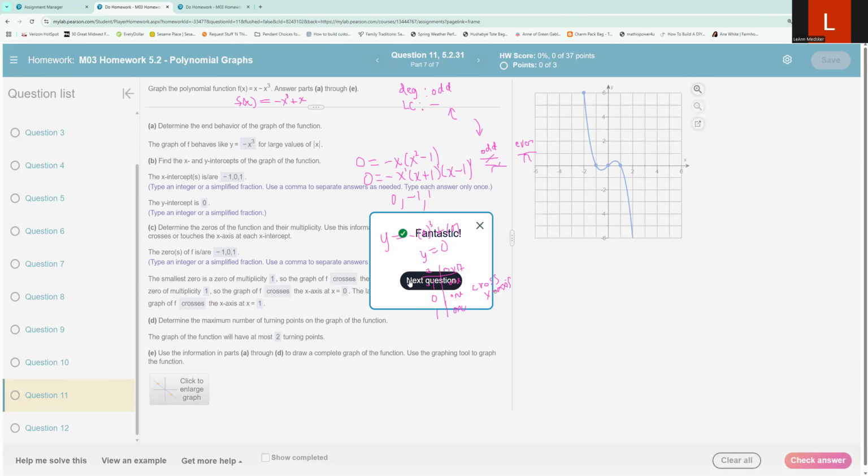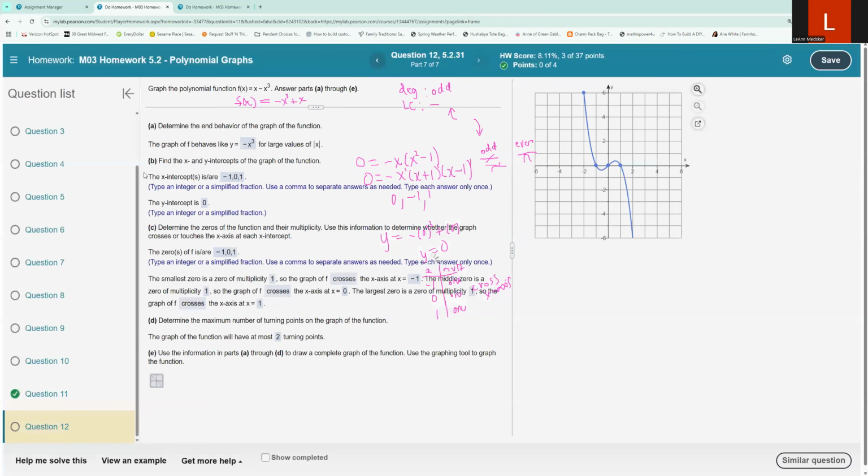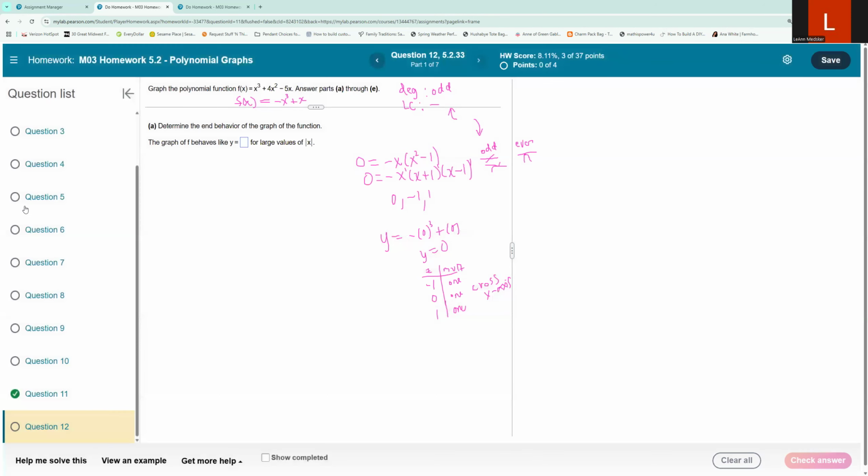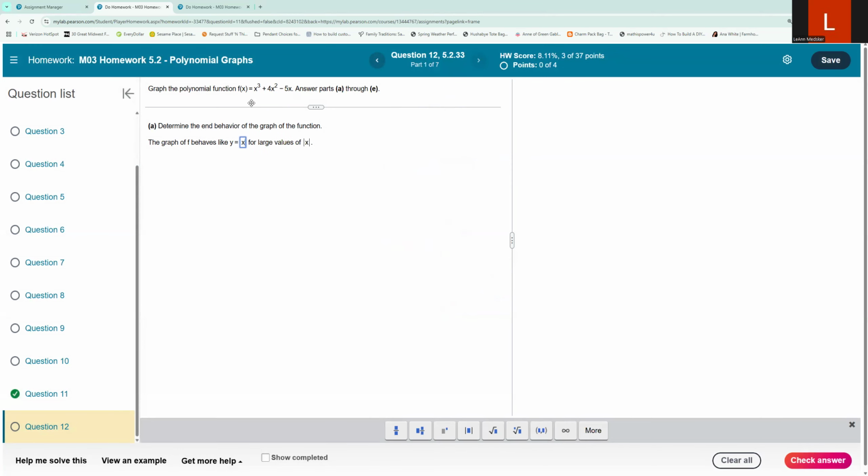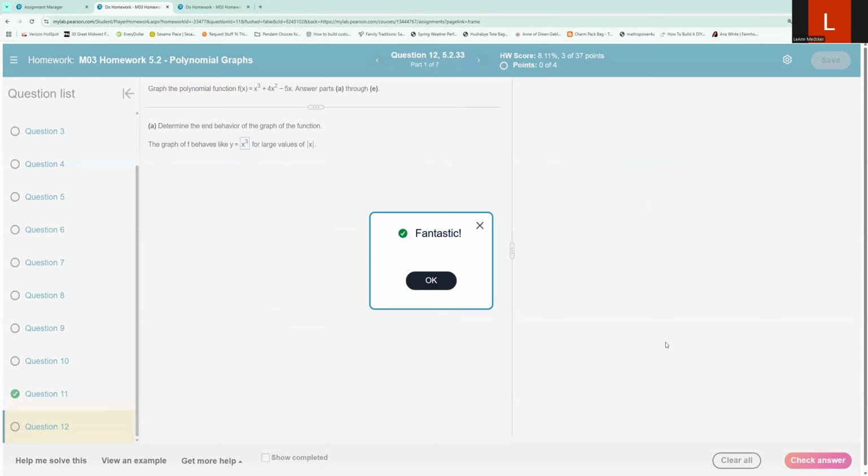So let's look at another one, because like I said, it marked 11 and 12 for me as ones that people had been struggling with. So let's clear out all of our drawings. This one's already in descending order, and it's behaving like a positive 1x cubed. So we can just put x to the third, because there's no negative in front of my leading coefficient. Okay, so check that answer.